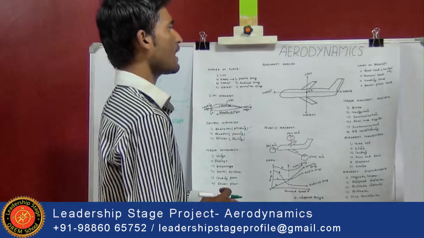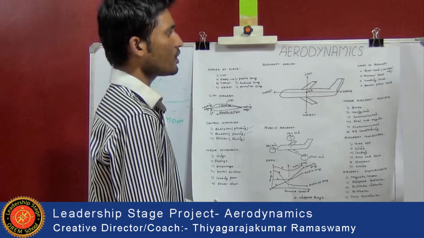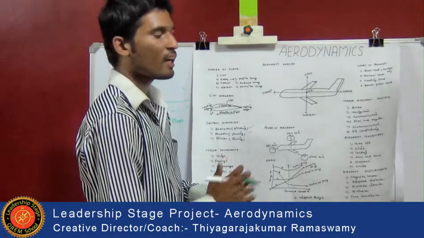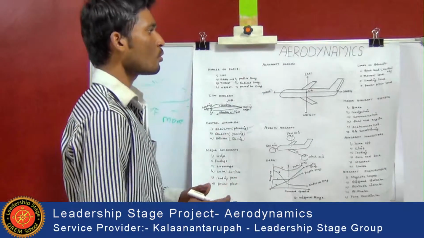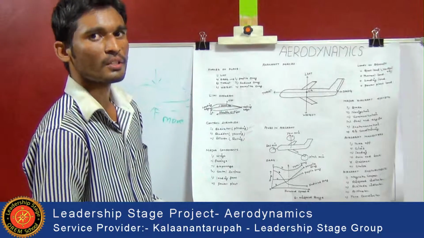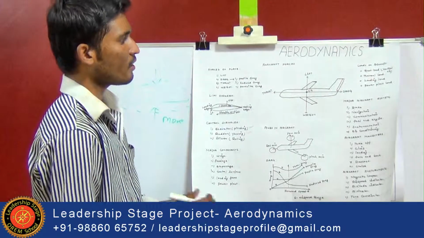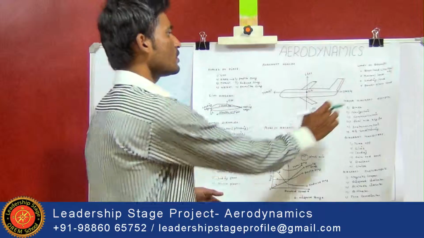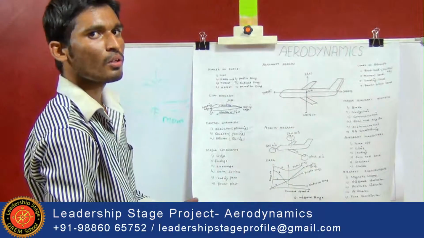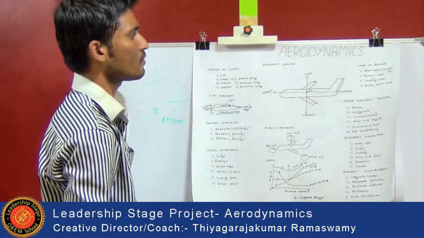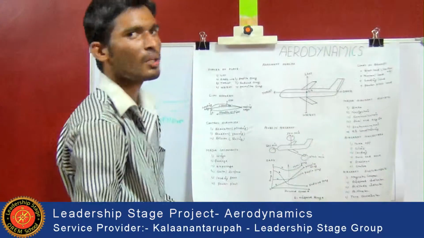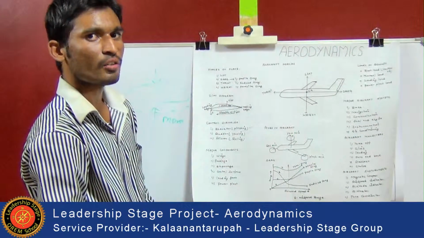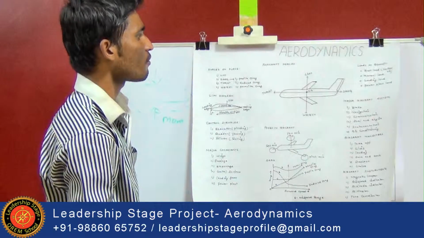Next one is loads acting on the airplane. One is gust load. Gust load is nothing but the vertical air. And next one is thermal load. Thermal load is formed due to electrical circuits and engine heat, etc. Next one is landing load. Landing load is formed during landing condition, on the landing gear of the aircraft. And next one is power plant load. Power plant load is formed due to the engine of the aircraft.